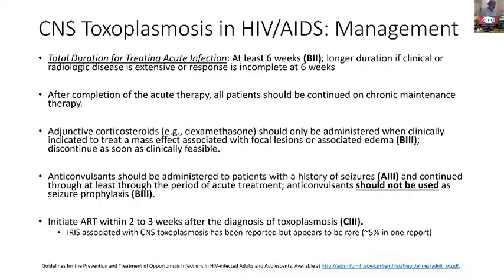Steroids should not be given routinely unless there is evidence of mass effect, for example, midline shift, as was shown in one of the previous CT scans, and should be discontinued as soon as clinically feasible. Anticonvulsants should not be given except if the patient has a history of seizures. They should not be given to prevent seizures. In terms of when ART is initiated, there are no hard and fast guidelines, but the recommendation is within 2 to 3 weeks, because IRIS with CNS toxoplasmosis is fairly rare, less than 5% in one report. And if it does occur, it can be managed with steroids.